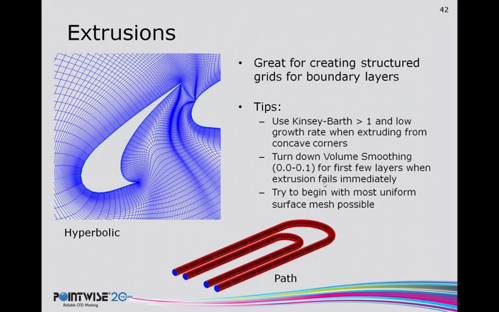Extrusions can be a little finicky, as I said, but by playing around with some of these parameters, you can, of course, change these parameters as you extrude outward as well. So you can turn down volume smoothing for the first few layers to get out of these problem areas, and then turn it up so that you get nice uniform cells further out.